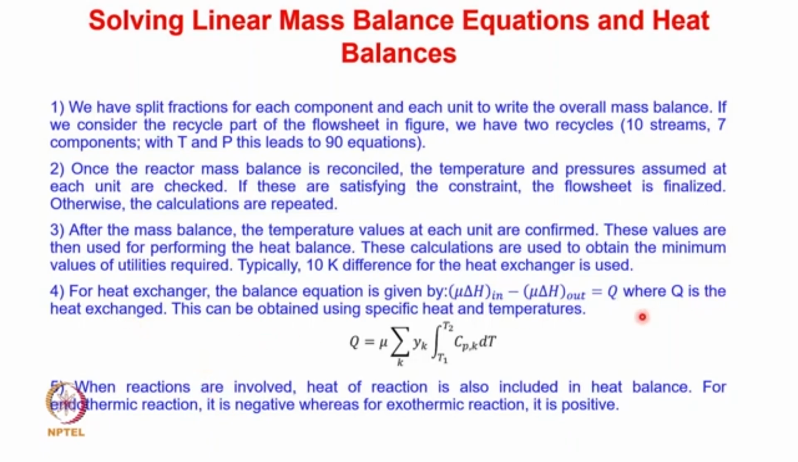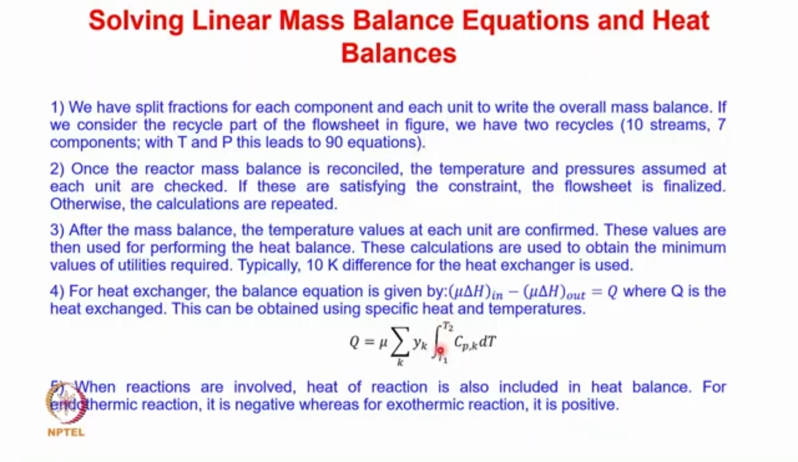And this heat exchange in the heat exchanger can be obtained as the summation of m times the integral of Cp dT. So here we are assuming that the Cp is a weak function of temperature, and that is why integration is given. Typically, if we assume that the Cp is not varying significantly with temperature, in that case a very simple equation we get, something as m Cp dT, isn't it, to find out Q. So when reactions are involved, the heat of reaction is also included in the heat balance.